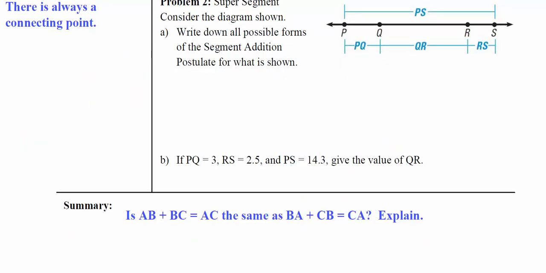For your summary, I want you to consider, is AB plus BC equal to AC the same as BA plus CB is equal to CA? Here's a drawing in case it helps you out. Think about it. Comment.